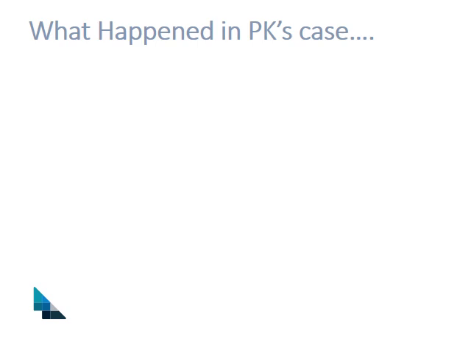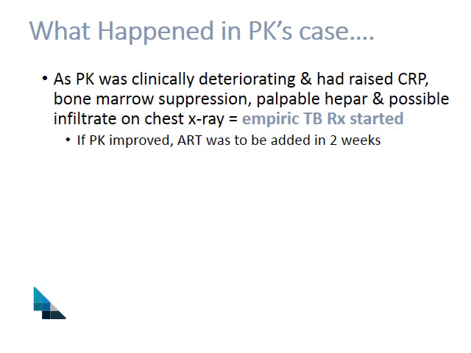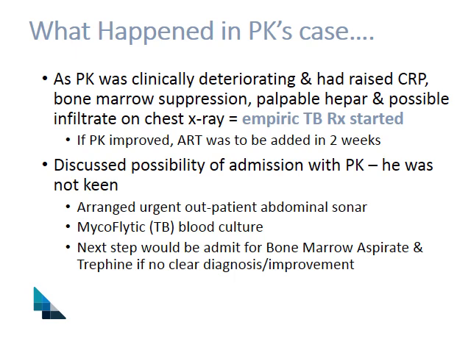So let's see what actually happened to this particular patient. This patient was clinically deteriorating because of the raised CRP, the bone marrow suppression, the palpable liver, possible infiltrate on the chest x-ray, so they decided to start on TB treatment. And if the patient improved, remember that CD4 count was very low, then they would start ARVs 2 weeks later.